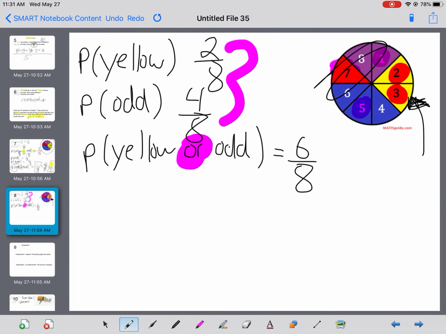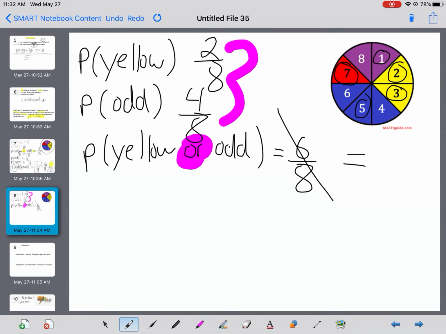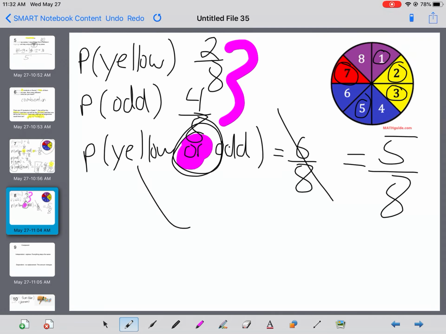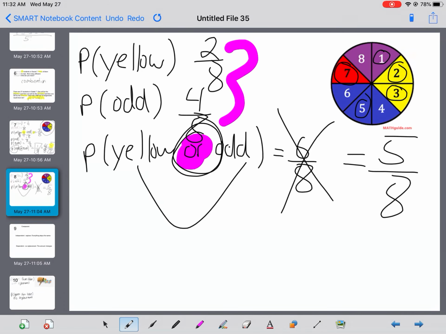So then what I would have to do is look at my spinner and count, and say, okay, how many are going to give me a prize? This one will give me a prize, this one, and this one. And this yellow one, so the odds are 5/8. Whenever you see "or," we can just add the two if they're mutually exclusive. But if there's an overlap, where I could land on, for example, yellow and odd at the same time, I can't just add. I need to actually look at the wheel.